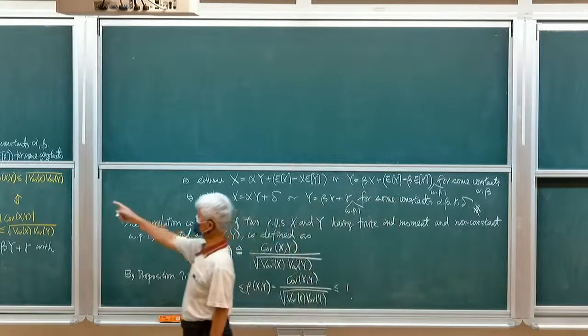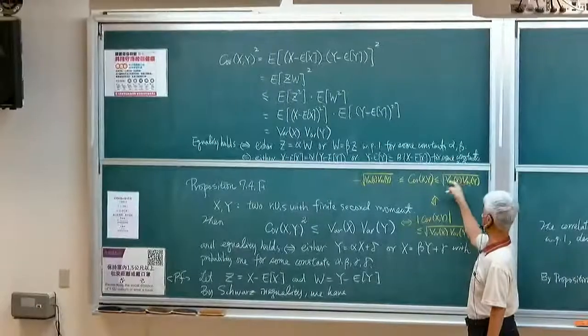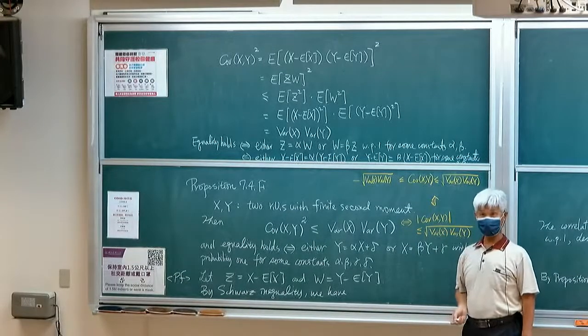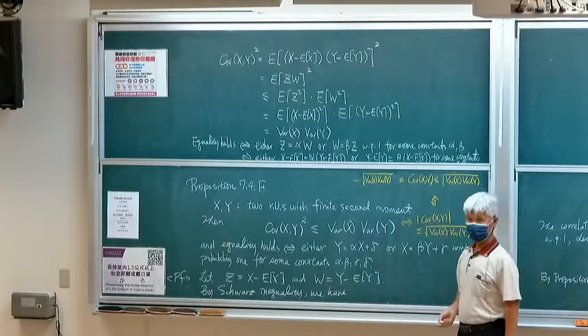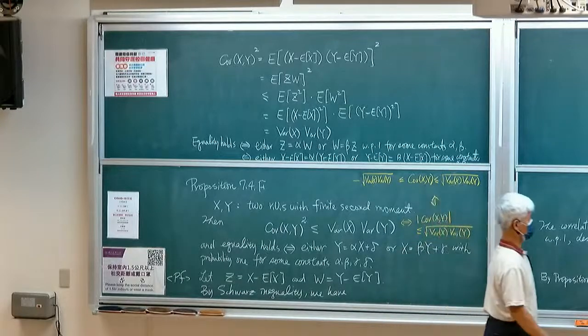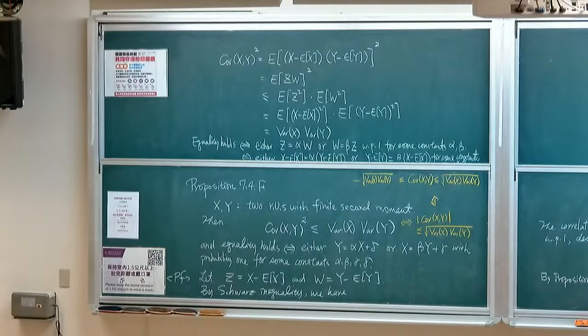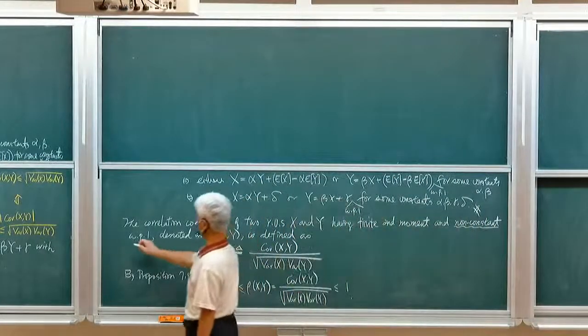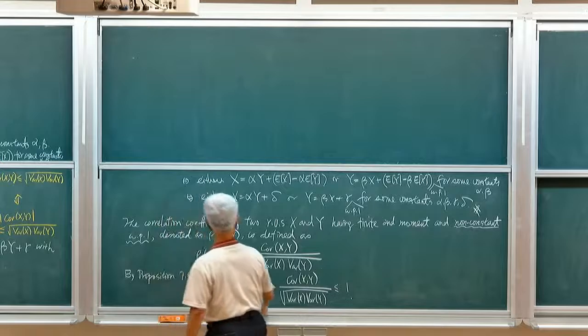But here, in general case, we can't divide by this one because X may be constant with probability 1. Okay. But with this condition, then we can do so.